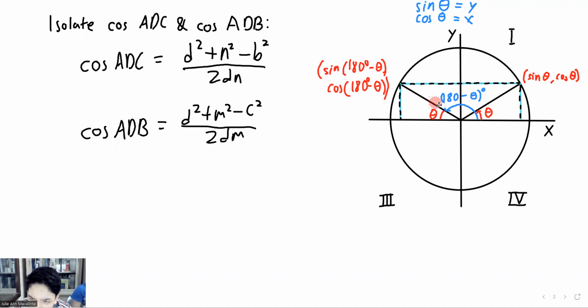So what's the significance of that? We can actually see that cosine 180 minus theta is the negative of cosine theta, completely on the other side. And we can also point out that sine 180 minus theta is exactly the same as sine theta, as they are on the same y. But then what is the relationship between theta and 180 minus theta? In fact, they are supplementary. That's the definition of supplementary angles.